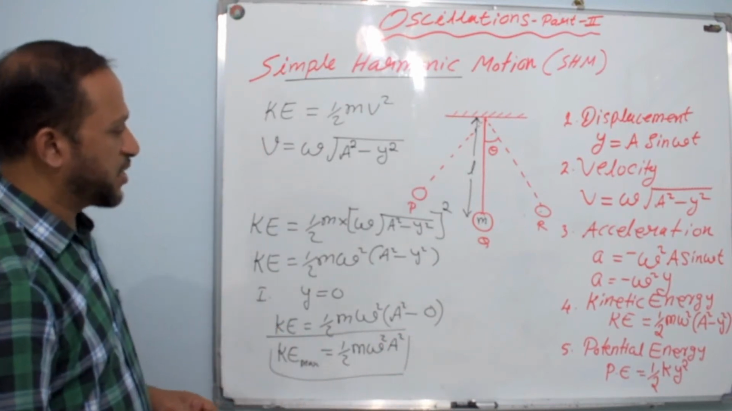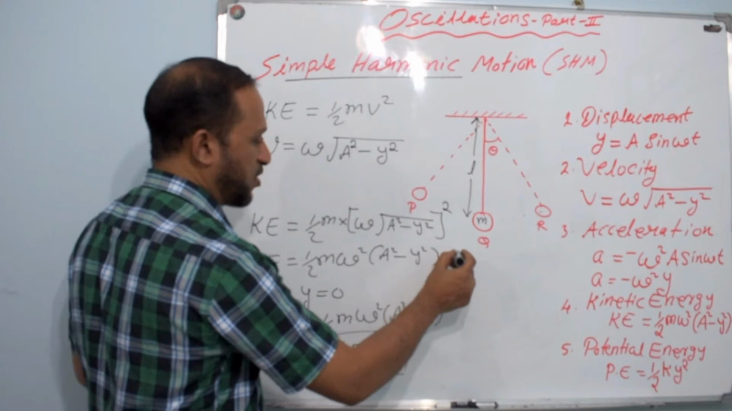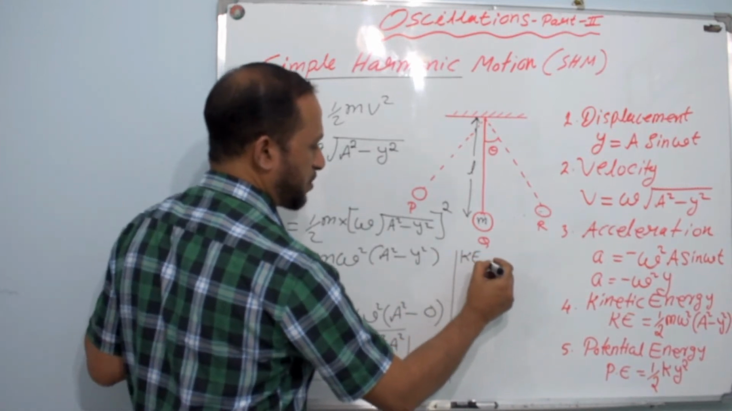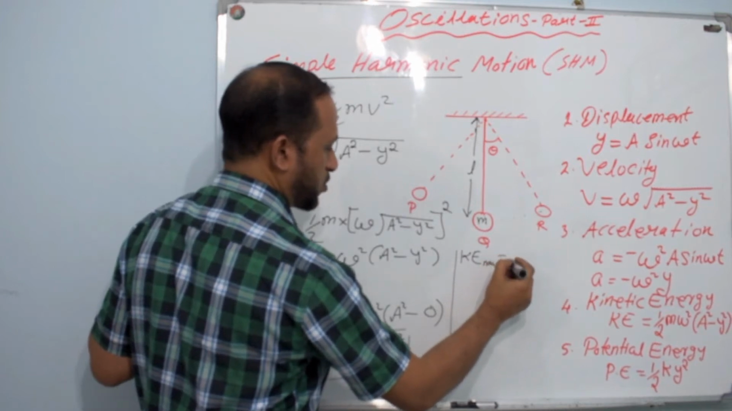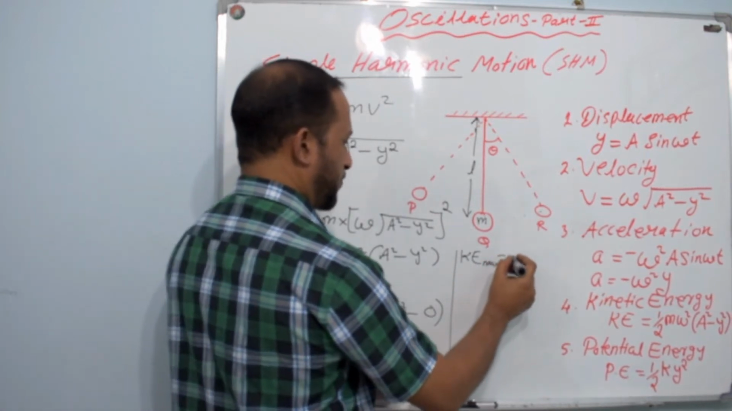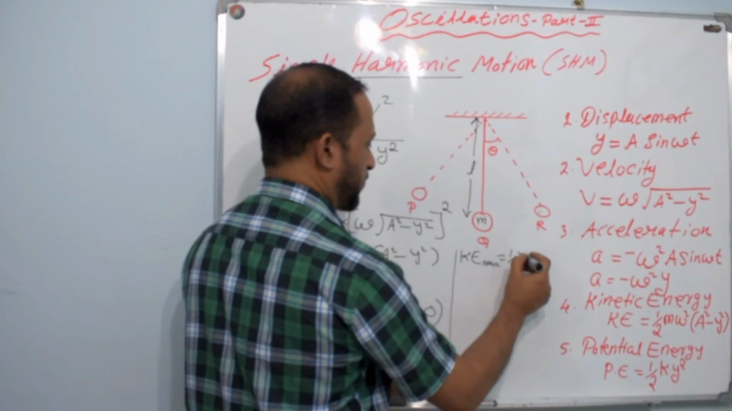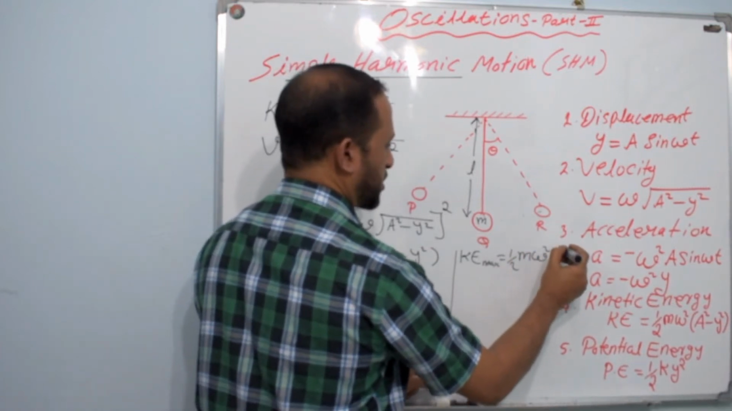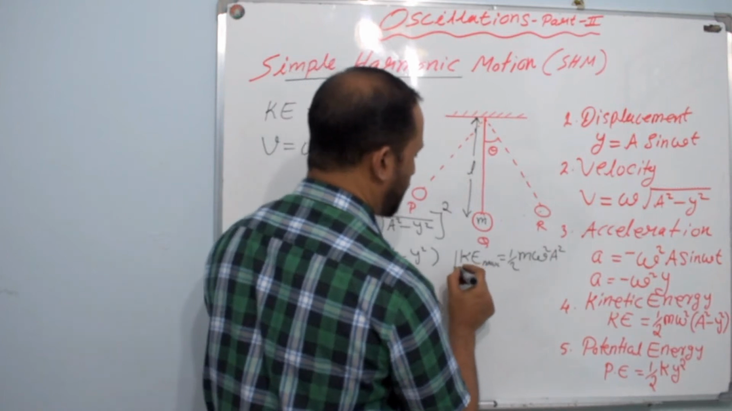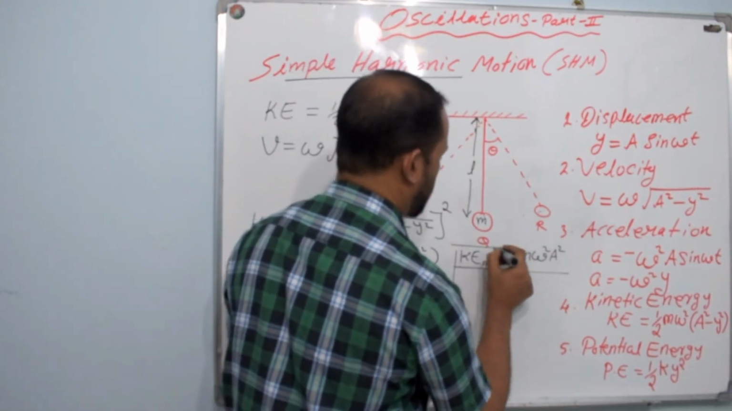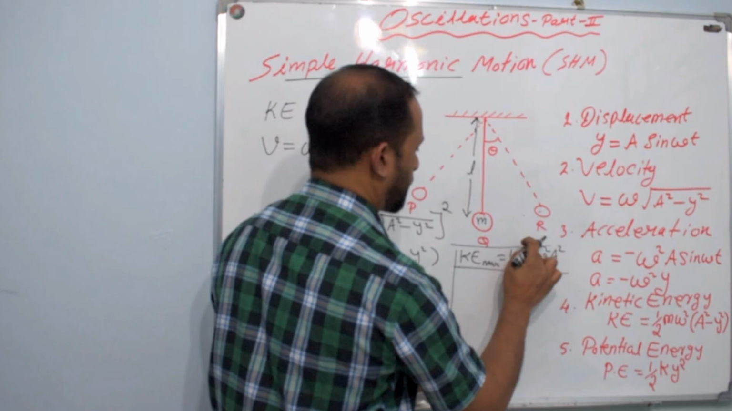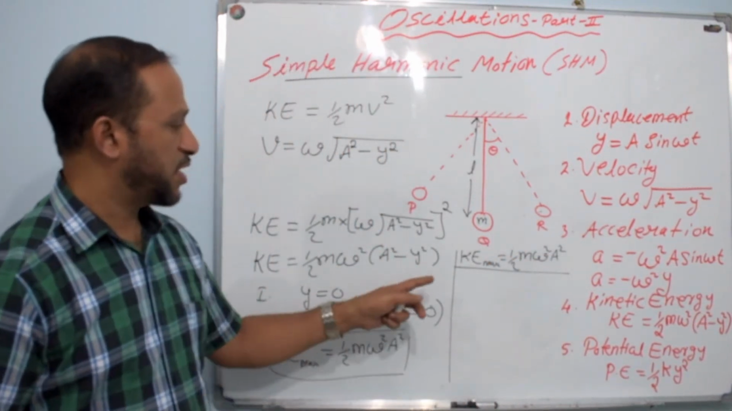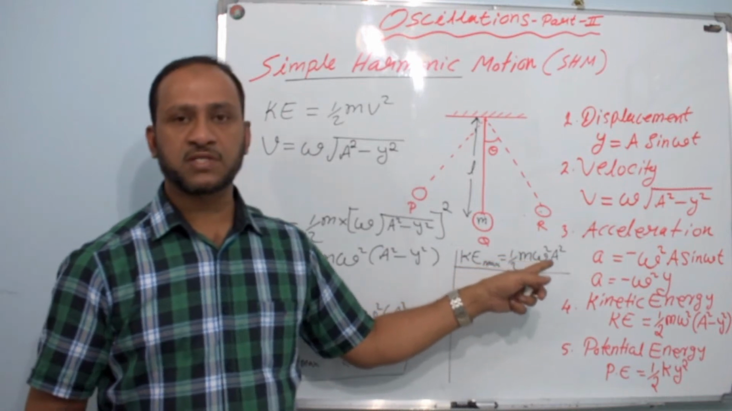That is, the maximum value of kinetic energy, KE max, is equal to half m into omega square into a square. This is the maximum value of kinetic energy. Okay? Maximum value of kinetic energy KE max is equal to half m omega square a square.